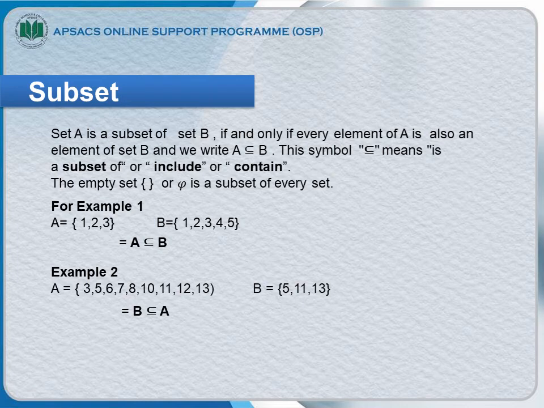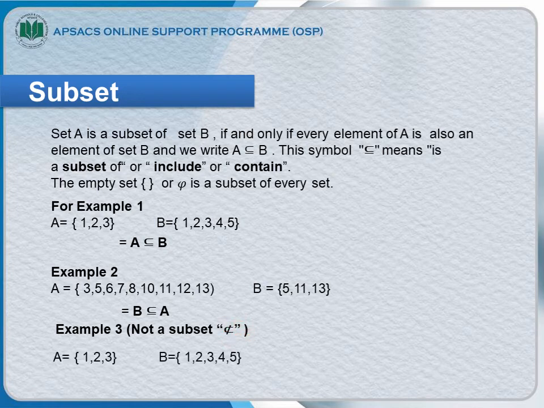Clear? Now we will take an example of not a subset. We use this symbol to represent not a subset. Here we have elements of A: 1, 2, 3 and in set B we have 1, 2, 3, 4, 5. Now B is not a subset of A. Clear?